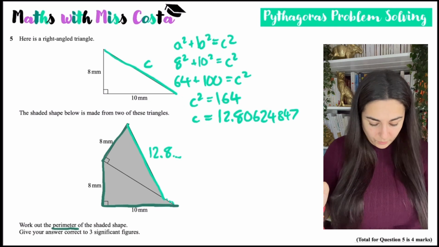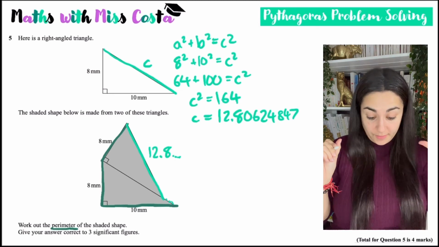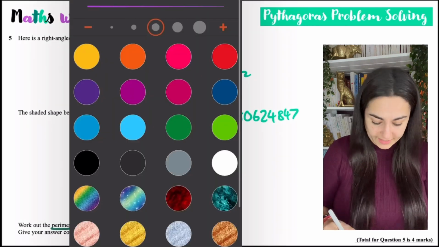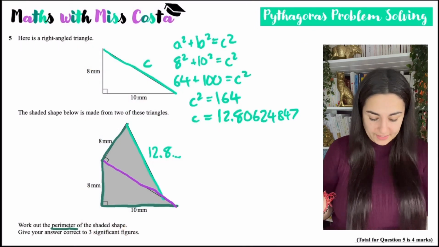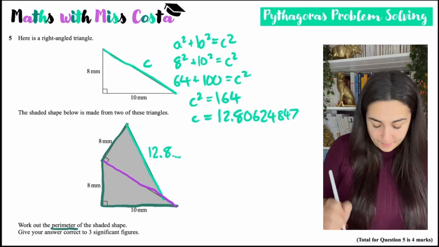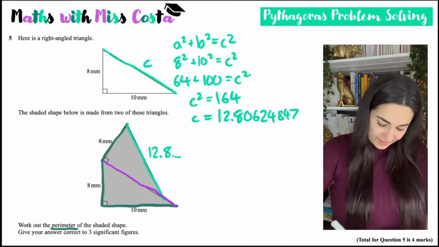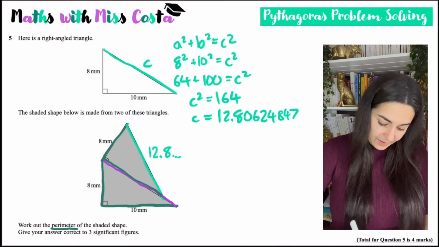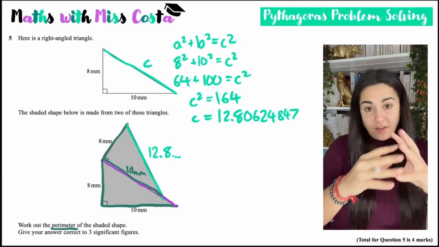Now what we need to do is figure out what that missing length could be. Obviously we know that the hypotenuse of the triangle is 12.8. So let's choose a different colour. This whole length here must be 12.8 because it's made of identical triangles. But also I know that the base of the triangle, so let's use a different colour, just this part here, must be 10 millimetres.